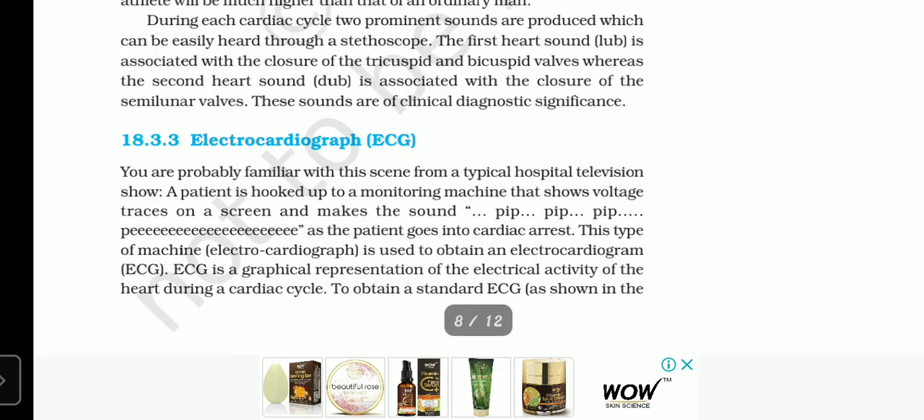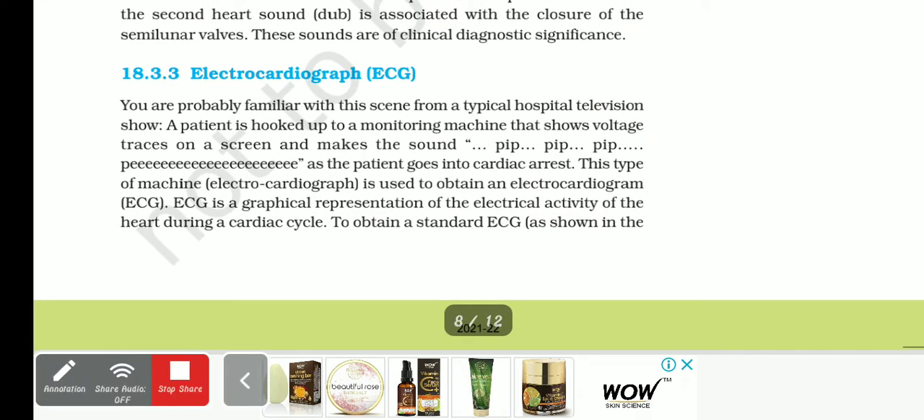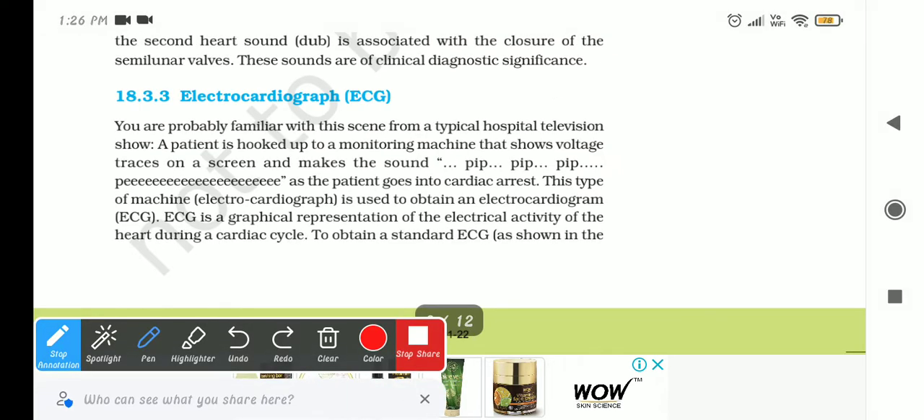Everyone. So let's get into the video. In this video we are going to start up with our electrocardiograph. It's a very interesting topic and I like it very much. So let's begin the video.